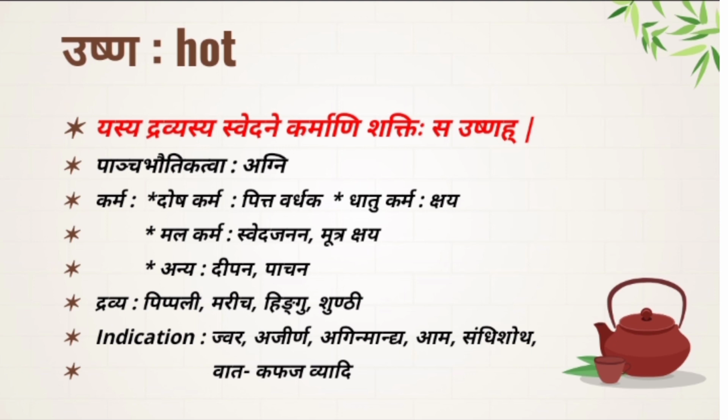When it comes to the dravyas, examples like pippali, maricha, hingu and shunti are indicated in jvara because of the presence of ama; because of the presence of ama, it will cause the jvara. So there will be obstruction of the svedavaha srotas, and a lack of sveda. So it acts as a sveda janana, by which it subsides the jvara. And in ajirna, because of the deepana pachana property, it acts as ajirnahara, agni mandyahara, amahara. And in sandishota, because of the agni mahabhuta predominance, it decreases the swelling. In any kind of vata kaphaja vyadhi, we can prescribe ushna guna dravyas.